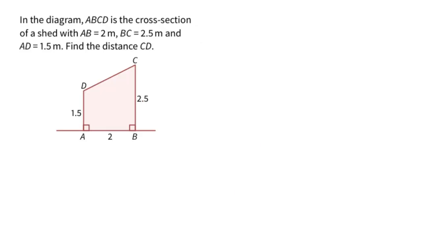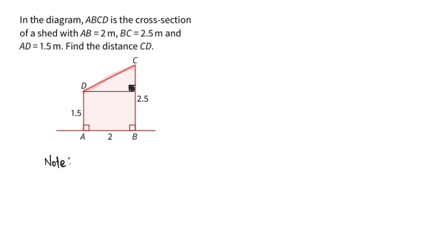Hello everyone, welcome to this video where we are given ABCD is the cross section of a shed, and the following dimensions are given. We are required to find this. And for this particular question, it would be good if we could draw this line so that I can probably be able to get my right angle triangle. And why Mr. Tan do that?